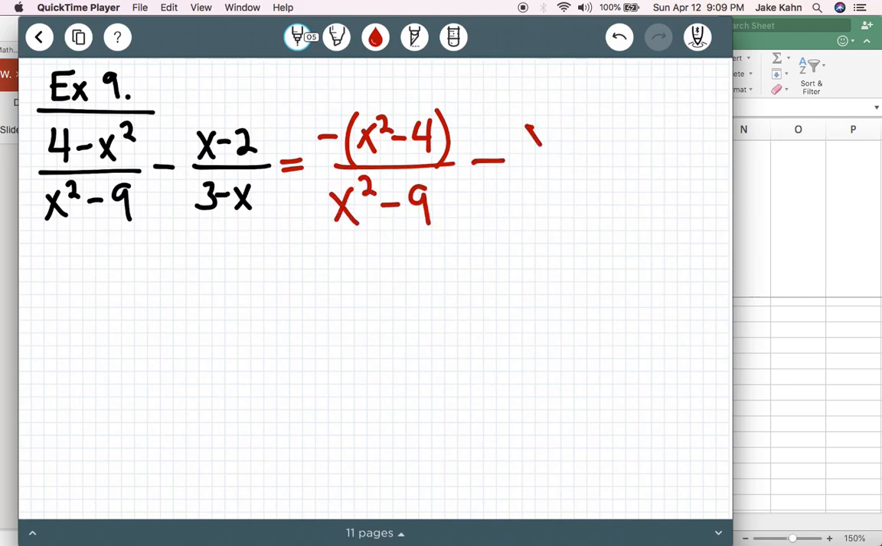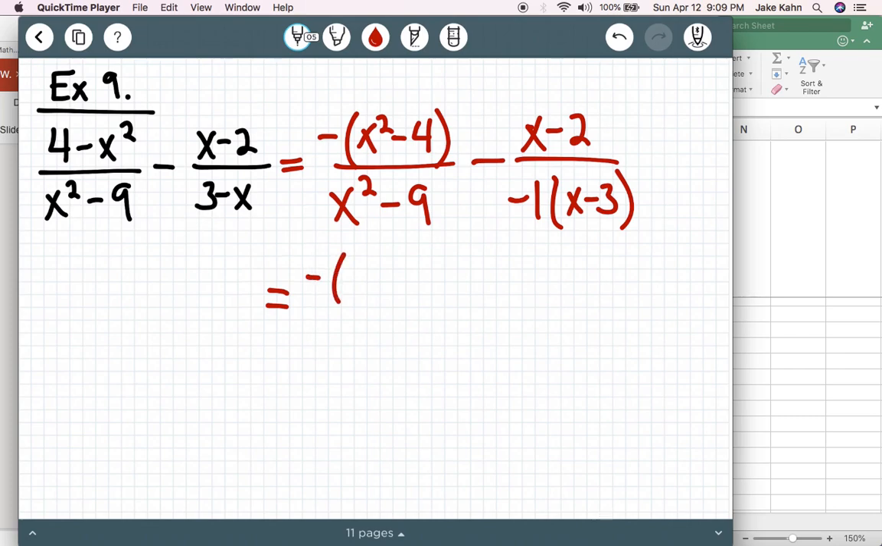And I'm actually going to do that a second time on the bottom of the second fraction where it says 3 minus x. That's not really a normal way to write that. Usually we would write x minus 3, right? But they're not equivalent. So we need to pull out a negative 1, multiply it by x minus 3. And that's equivalent to what we have in the original problem. All right, now we factor everything that we can. On top here, x squared minus 4 comes out to x plus 2 times x minus 2.